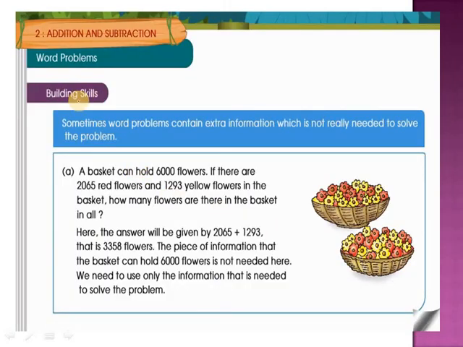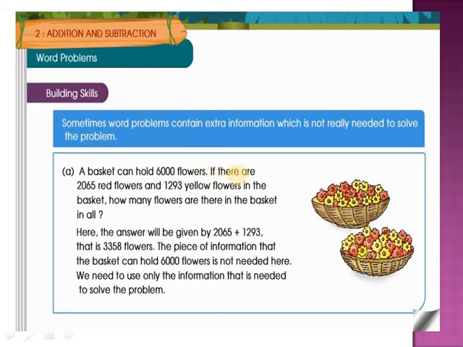Now building skill. Sometimes word problems contain extra information. What happens there? When we are solving the word problem, it contains what? Extra information which is not really needed to solve the problem. So here, one word problem is given. A basket can hold 6,000 flowers. A basket can hold how many flowers?